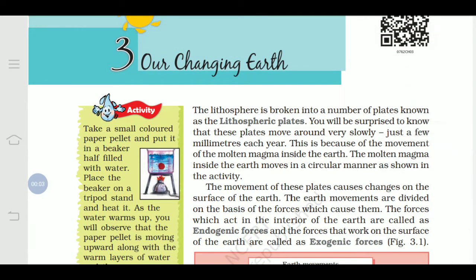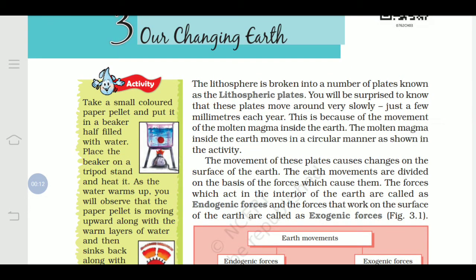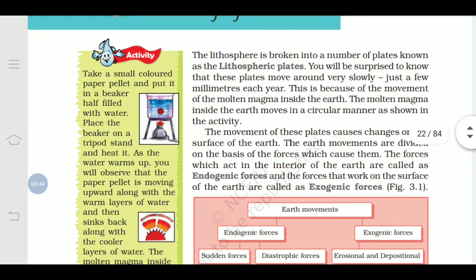So here we start our third chapter, that is our changing earth from your textbook. You can see the lithosphere is broken into a number of plates known as the lithospheric plates. So there are 7 plates which are known as lithospheric plates. You will be surprised to know that these plates move around very slowly, just a few millimeters each year. So we cannot feel that movement because that is moving a few millimeter each year. So this movement is not felt by us while it's moving.